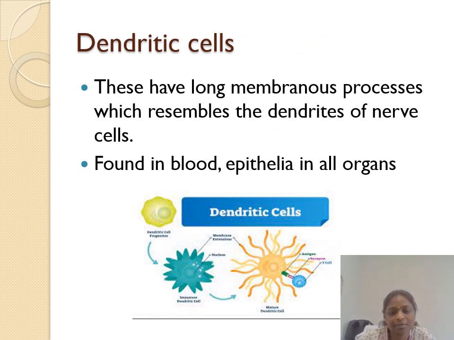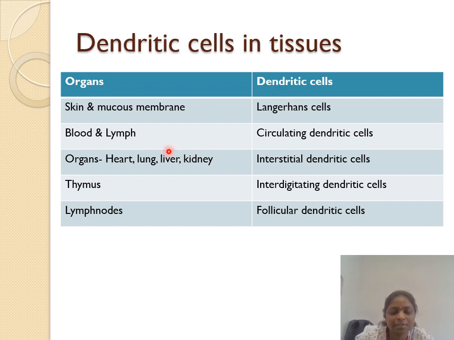Coming to the dendritic cells. Dendritic cells resemble the dendrites of nerve cells. They are present in the blood and epithelia in all the organs. So there are different dendritic cells. If we look at different organs, skin and mucous membrane will have Langerhans cells.